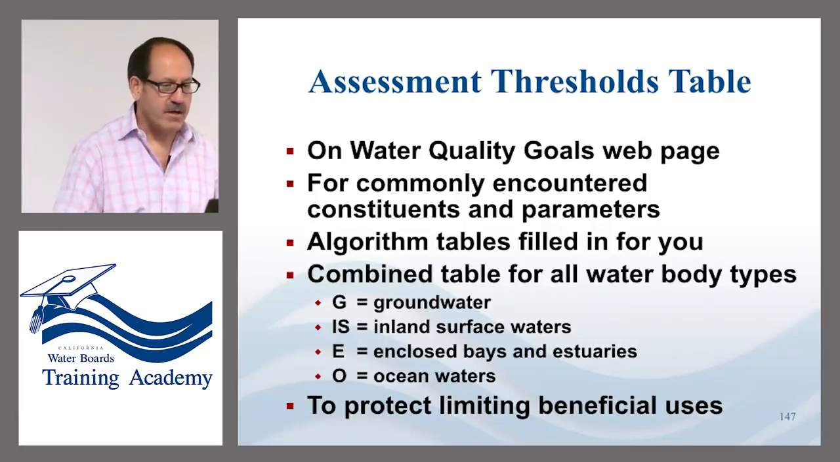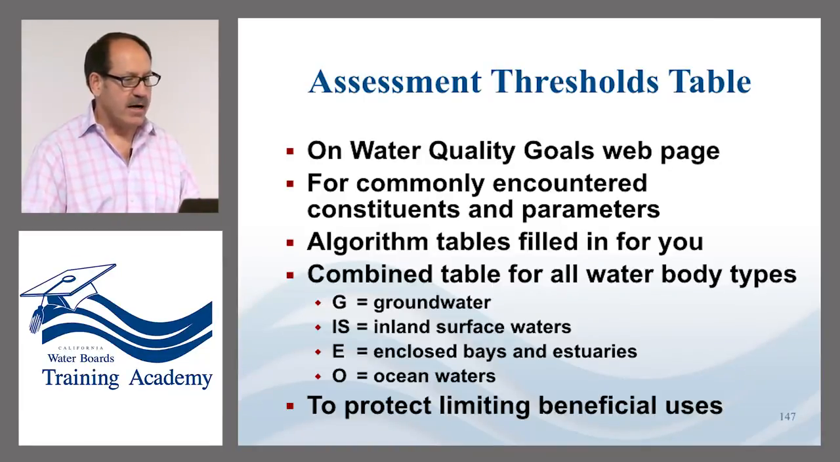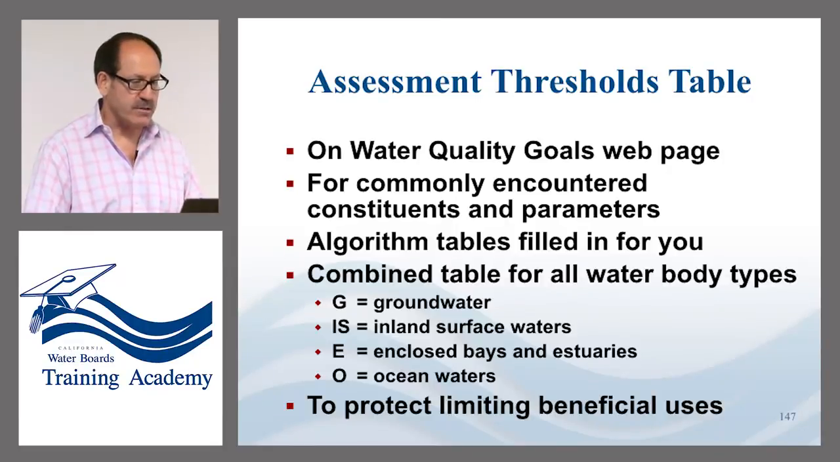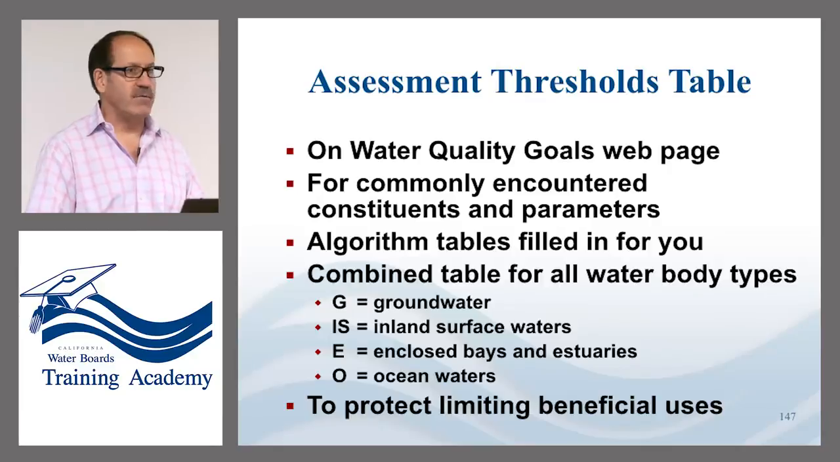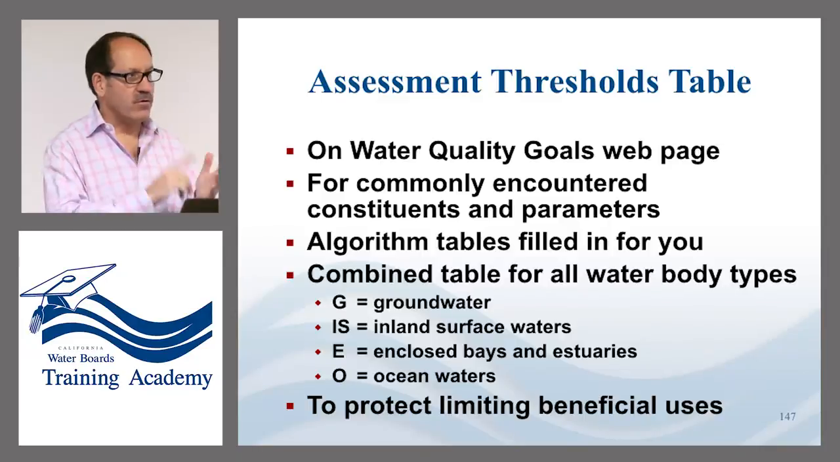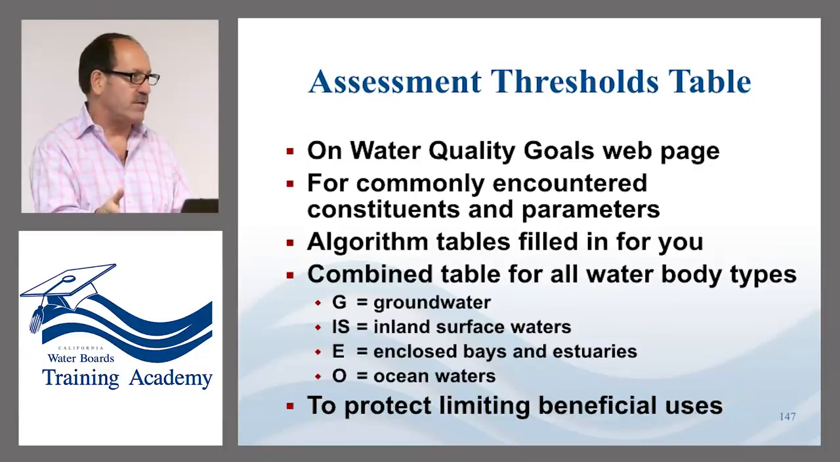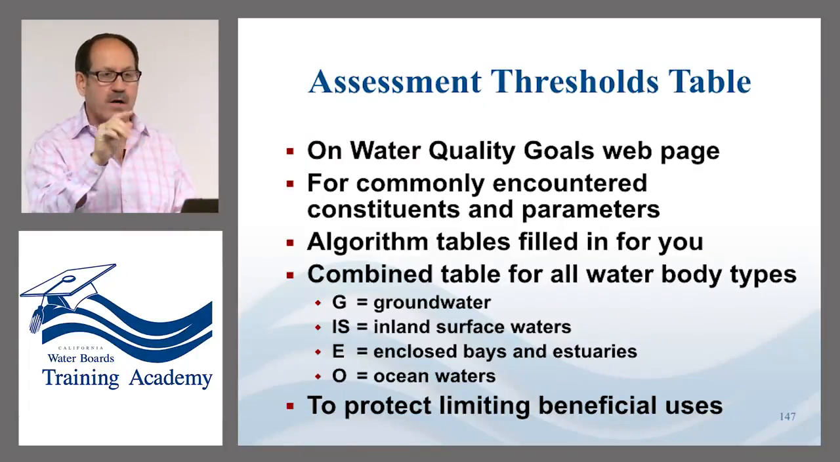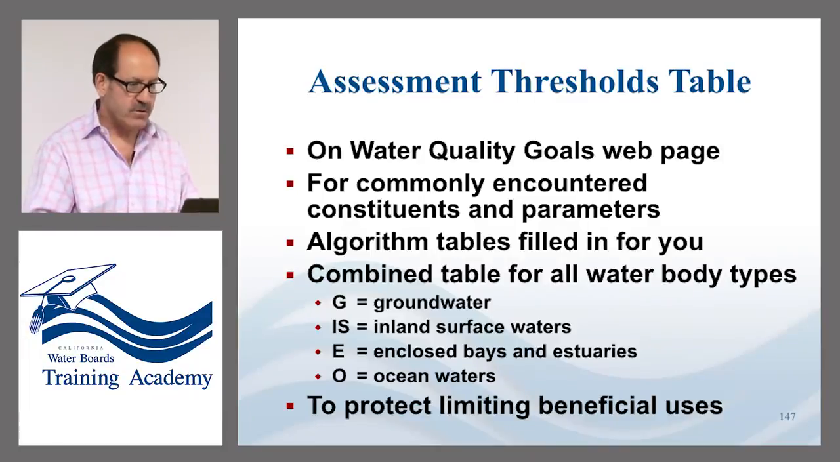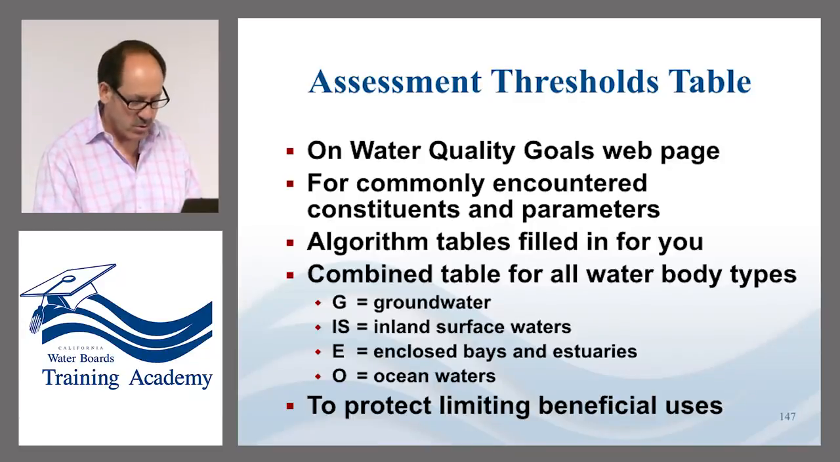Okay. All right, so the assessment thresholds table. I'll show you where it is again on the Water Quality Goals webpage. And again, it's for commonly encountered constituents and parameters. The algorithm tables have all been filled in for you, but it's one combined table: groundwater, inland surface waters, enclosed bays and estuaries, and ocean waters. But there is a column that tells you in the table which of those types of waters those numbers would apply to: G, I, S, E, or O. And they're designed, again, to protect those more limiting beneficial uses that tend to drive the selection of assessment thresholds.